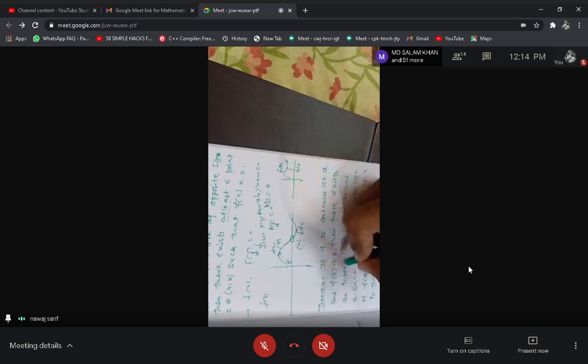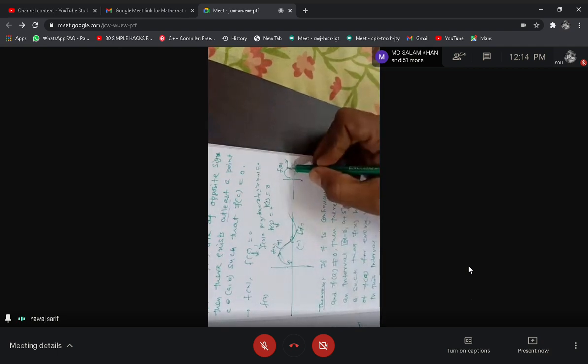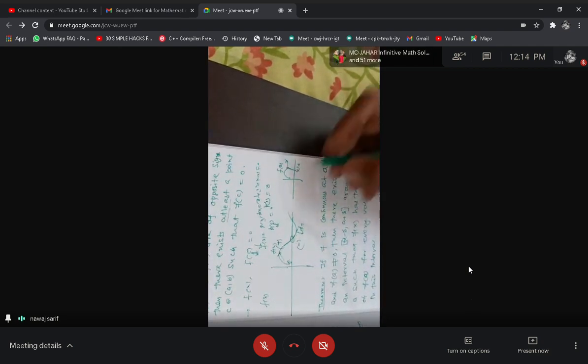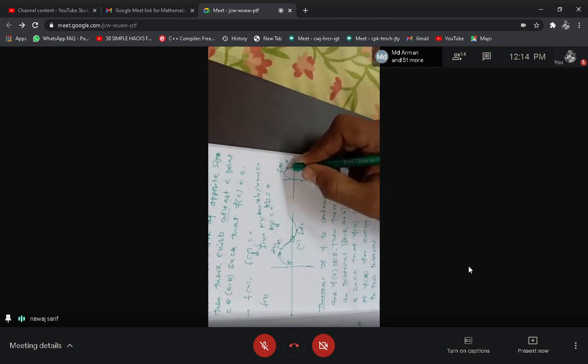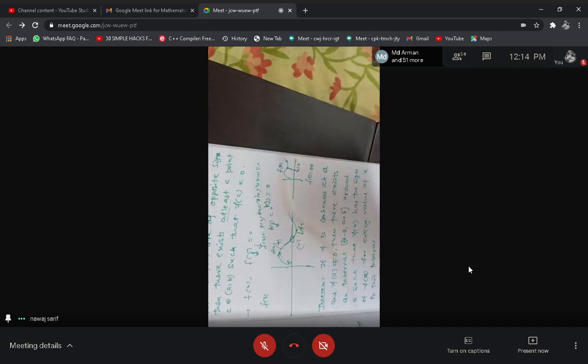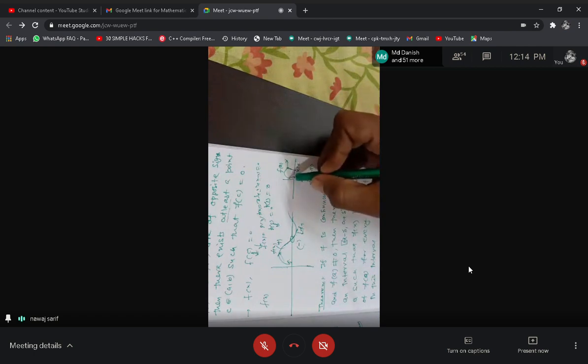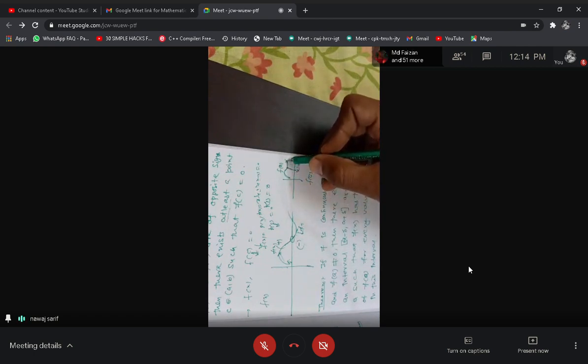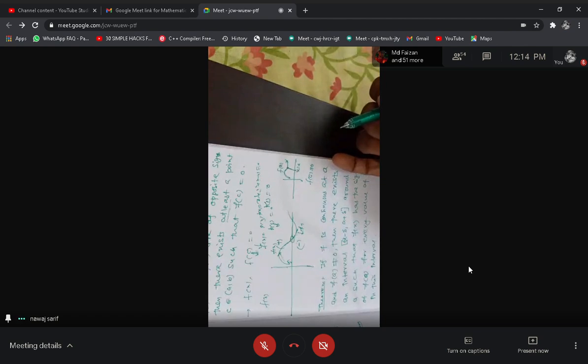that means this does not cut the x-axis, f(a) not equal to 0. That means this function does not cut the x-axis at x equal to a, that means a is not a root of that function. That means this function is always above the axis or below the axis.